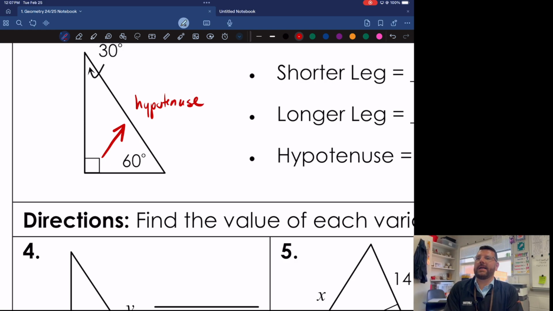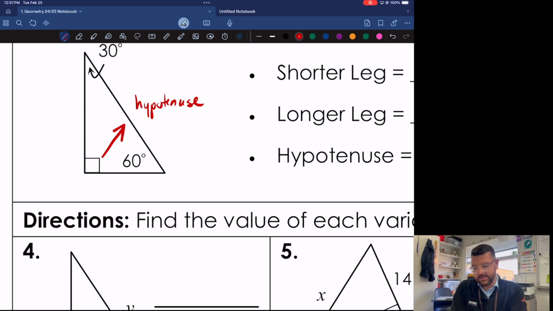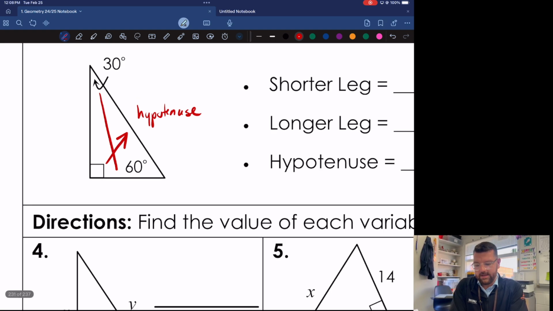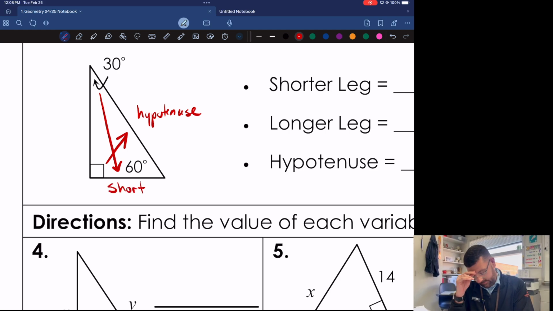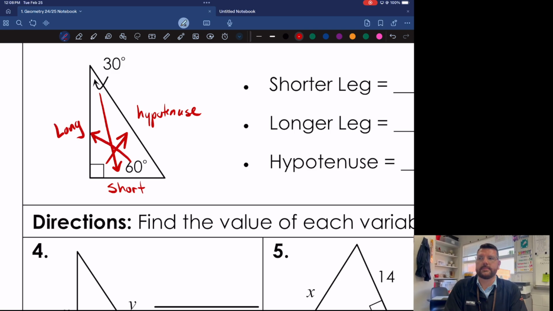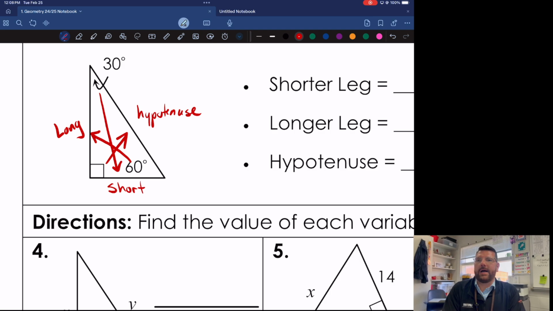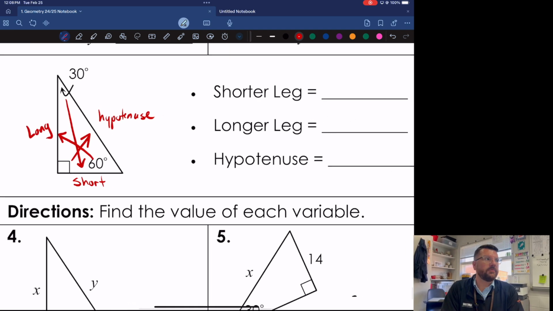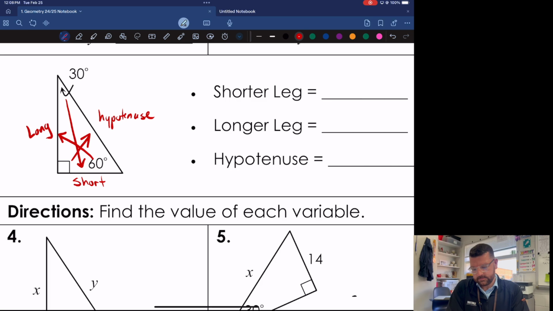On a 30, 60, 90, the other two sides are not congruent, meaning they are not the same. The way we determine what side is what is across or opposite of the 30-degree angle will be my short side. And opposite of the 60-degree angle will be what is called the long side. So I have a hypotenuse, a short side, and a long side. Now let me give you the formulas for how we will find each one of them.